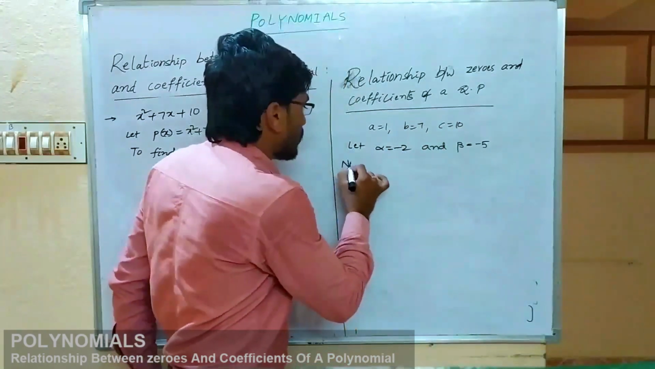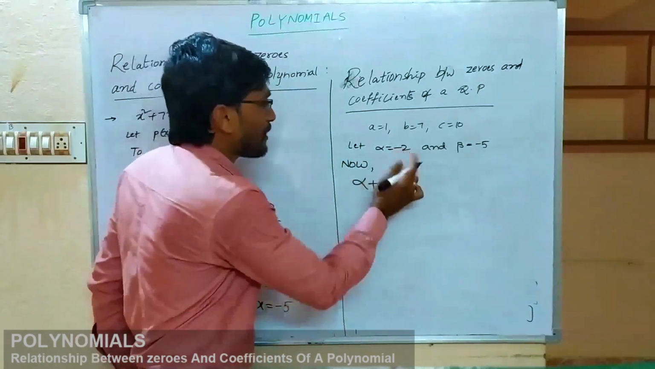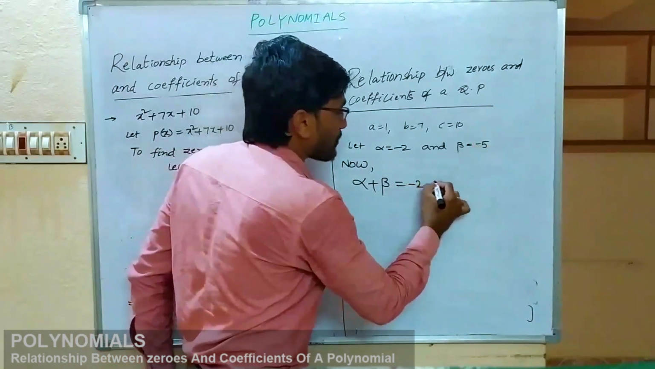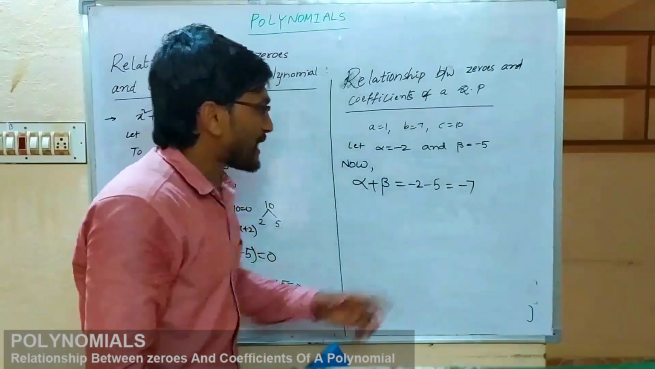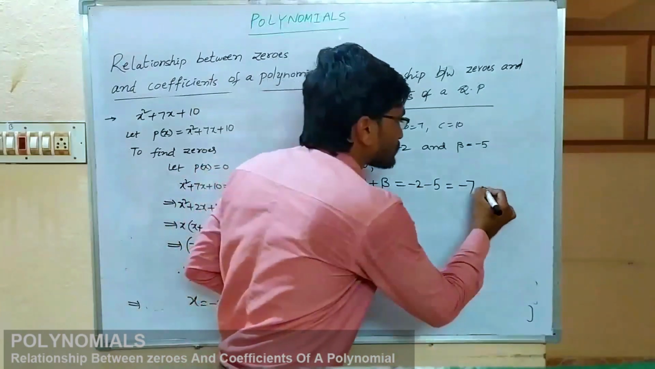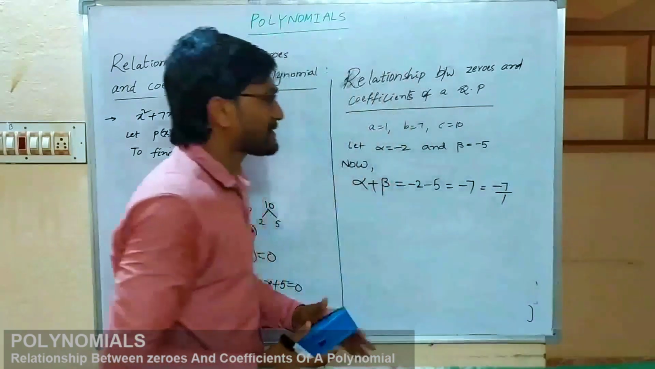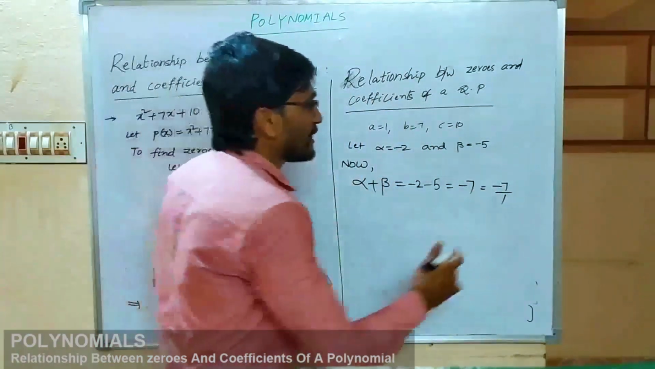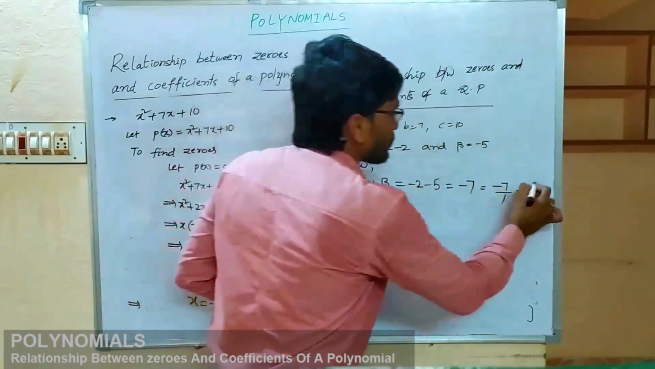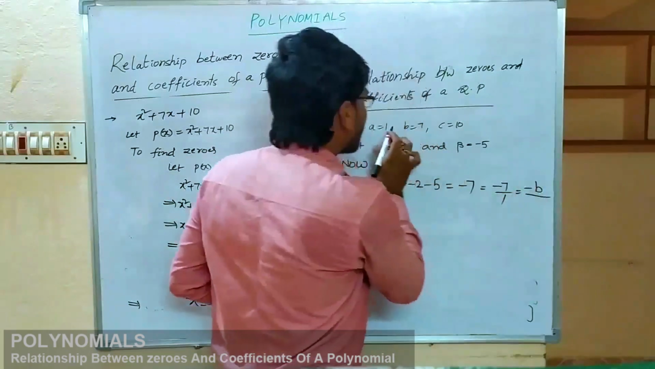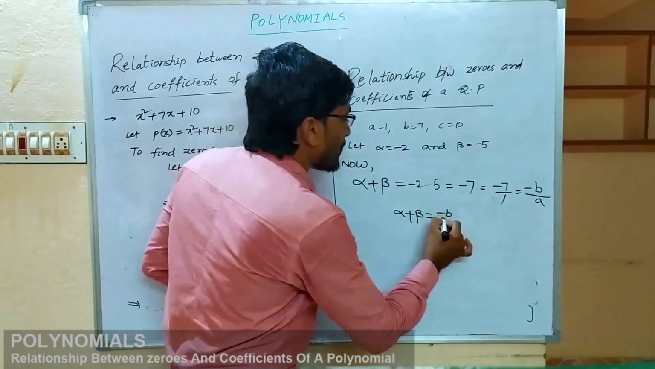So now, alpha plus beta. What is alpha? Minus 2. What is beta? Minus 5. So minus 2 minus 5 is minus 7. I want to write this minus 7 as minus 7 by 1. Minus 7 by 1 is nothing but minus 7. What is 7? 7 is nothing but b, and divided by 1 is a. So minus b by a. So verified: alpha plus beta is equal to minus b by a.